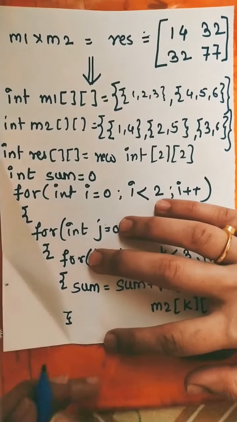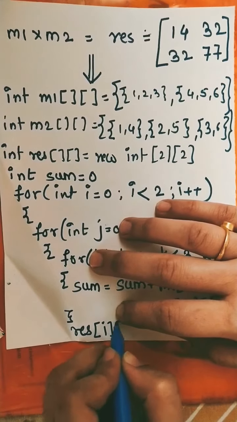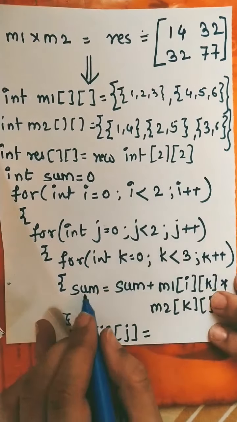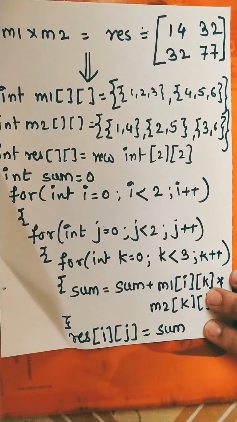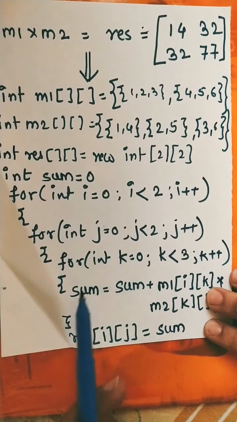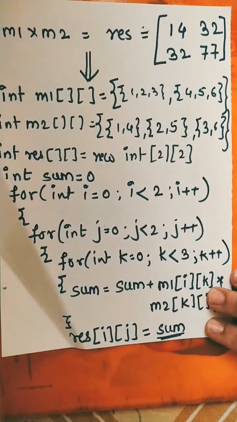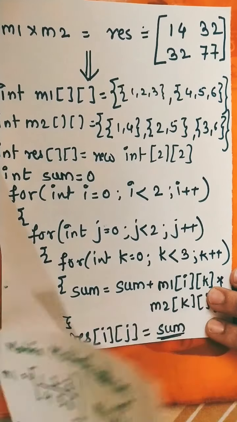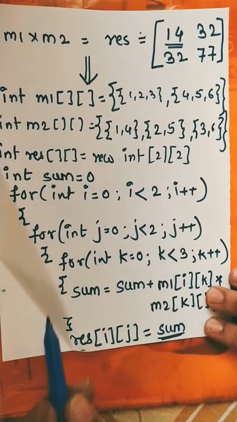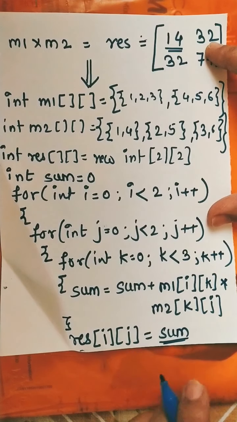Once it is done, we have to assign that to the resultant matrix. So I am taking resultant i of j equal to whatever sum you are getting. This will be done for one loop of k. After this, once the sum is assigned to a particular position, on the first rotation we will get the value 14. Once it is done, for the next calculation, we have to make sum 0 again.